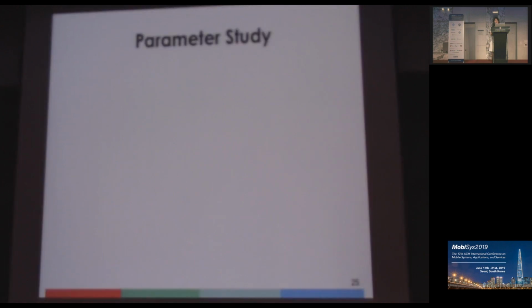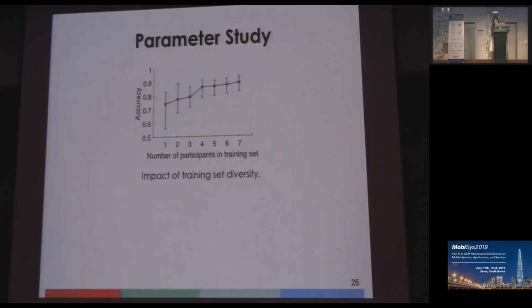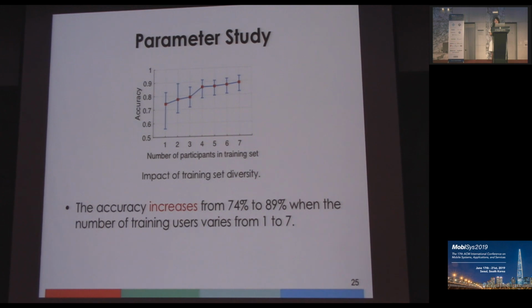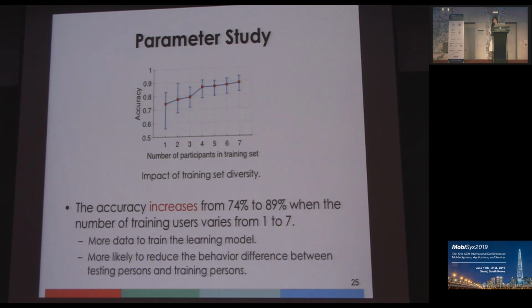Finally, we studied the impact of training set diversity. A varying number of volunteers from 1 to 7 participated in collecting training data, and the data from another new person is used as the test. We found that the accuracy increases from 74 to 89 percent when the number of training users varies from 1 to 7. The reasons are twofold. First, there will be more data to train the learning model, and secondly, it will be more likely to reduce the behavior difference between the training persons and the testing persons.